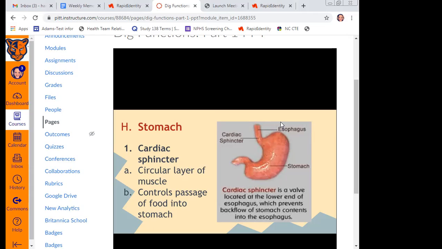Peristalsis starts in the esophagus. It moves the food down, okay? Gravity helps move the food down as well. We know that there are 2 sphincters in the esophagus. We remembered that from our last PowerPoint that we did.